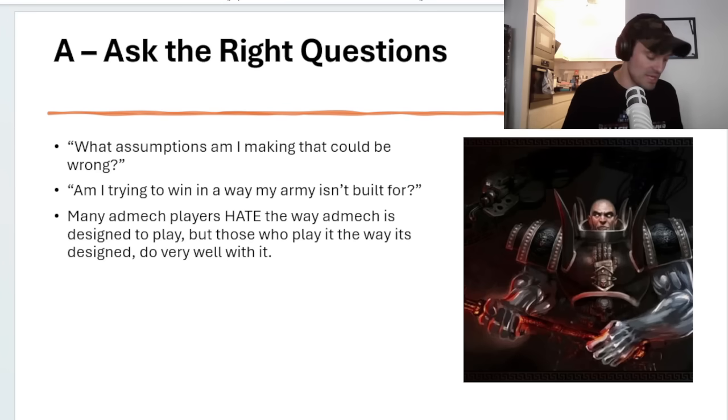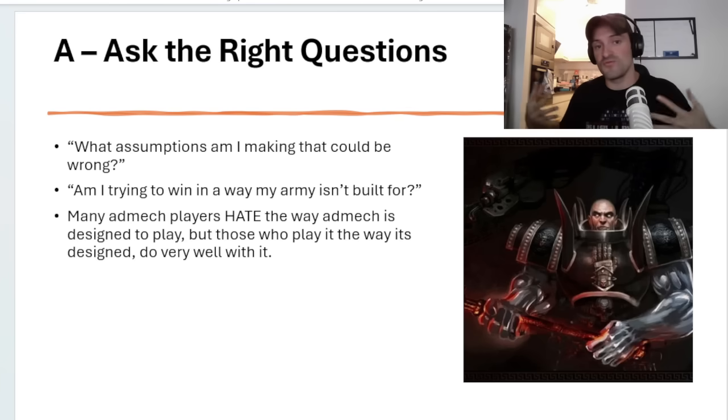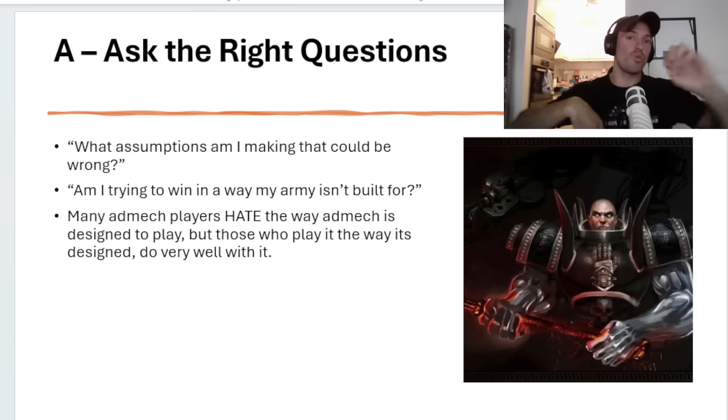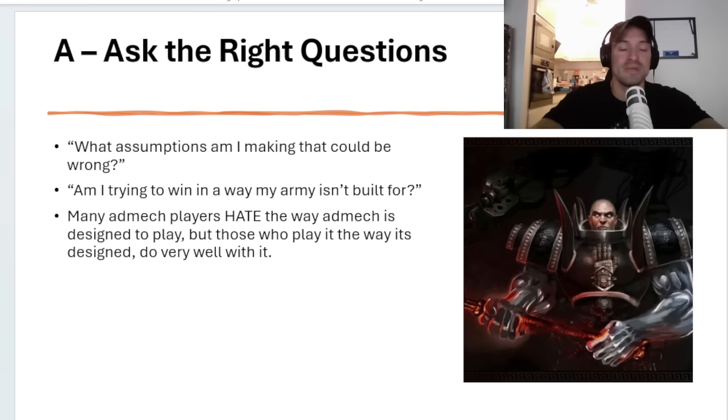So if you're running a melee pressure army and you run it like that, you're probably going to be doing really, really well. But if you're running a melee pressure army and you're trying to just feed your opponent one unit a turn, that might be a great way to lose the game. So are you trying to win in a way in which your army is not built for? That's a big problem. AdMech players are a great example of this.